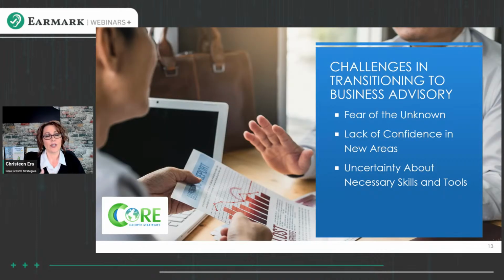So transitioning from those roles in bookkeeping and accounting to a business advisory position presents several challenges. This shift requires not only a change in mindset, but also the acquisition of some new skills as well as perspectives. Moving into a more dynamic advisory role could seem daunting to some, and I want to talk about why this is. One of the things that I found is the fear of the unknown, right?